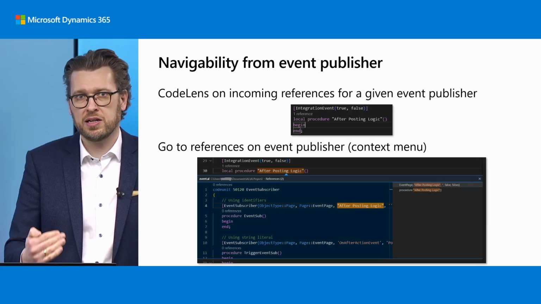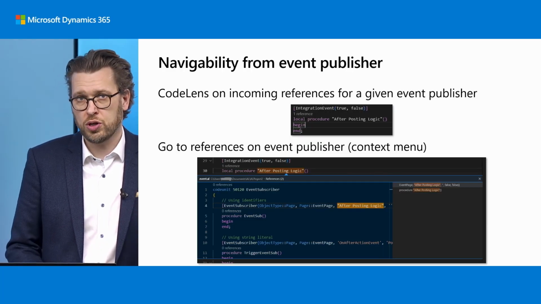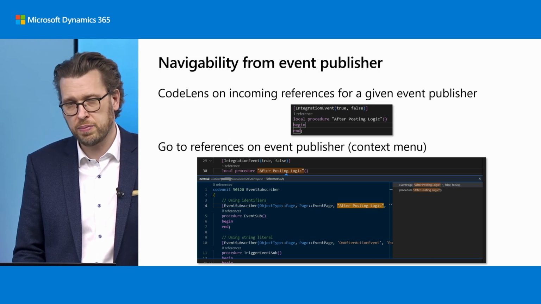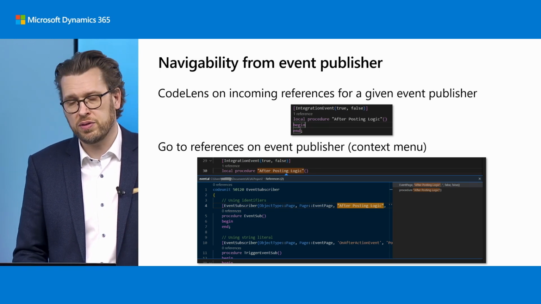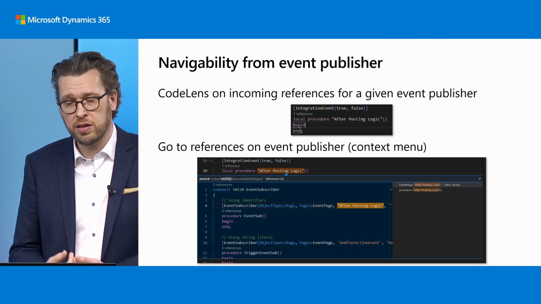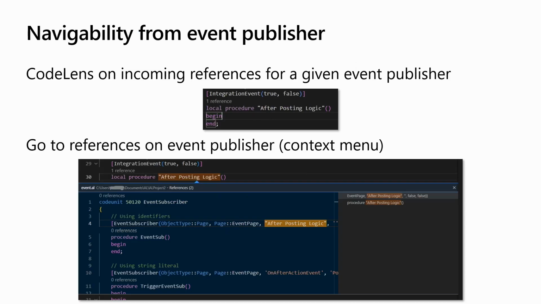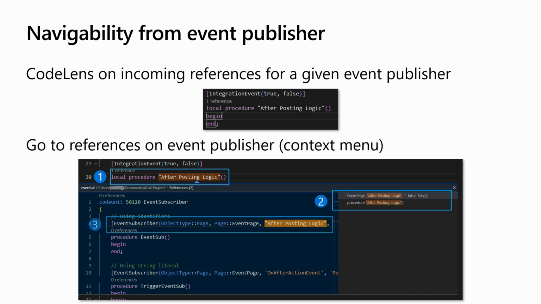So this really makes it a lot easier than before to jump between the event publishers and the subscribers, or from the event subscriber, understanding what other places in your source are subscribing to a given event. Here's an animation that just shows how that works. You are on the event publisher, and you can then invoke the references, and you will see all of the different references, and you can then select those, and the lens will show here the context of where that's used.